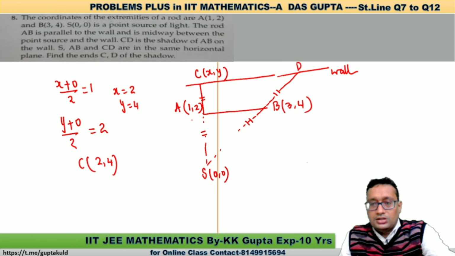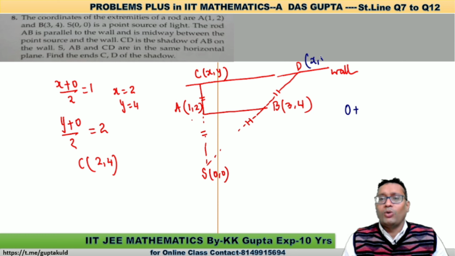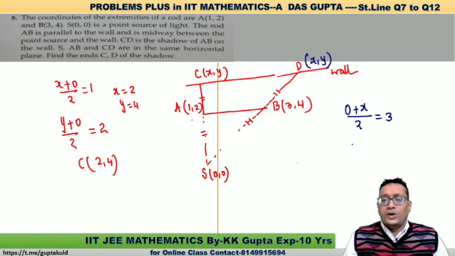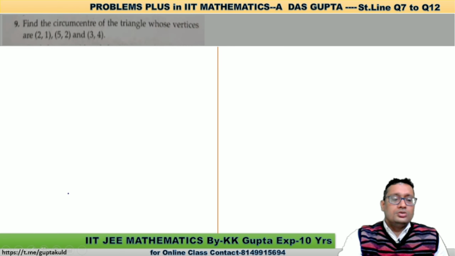Now find the D coordinate. D and S have midpoint B. So using the midpoint concept, let's consider the coordinate as (x, y). So (0 plus x) divided by 2 is equal to 3, and (y plus 0) divided by 2 is equal to 4, so x is equal to 6 and y is equal to 8. So the D coordinate comes to be (6, 8). So the end points, I have found C as (2, 4) and D as (6, 8).